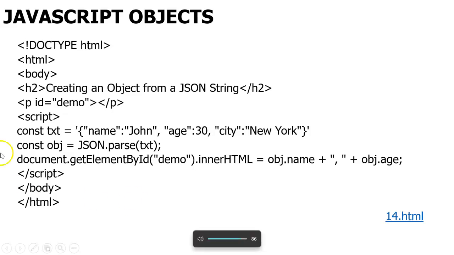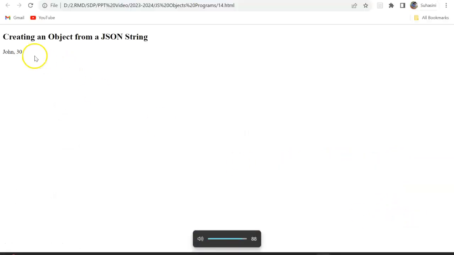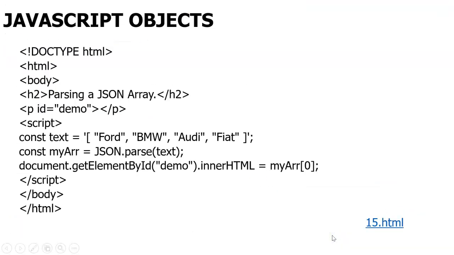Now what will be your output? Text is your JSON string. Now this JSON has to be converted to an object. This JSON is parsed using JSON.parse of text, and it is converted to an object. Now object.name is John, comma, object.age is 30. So John comma 30 should be printed. Yes, John comma 30 is printed. So this is how your JSON works.